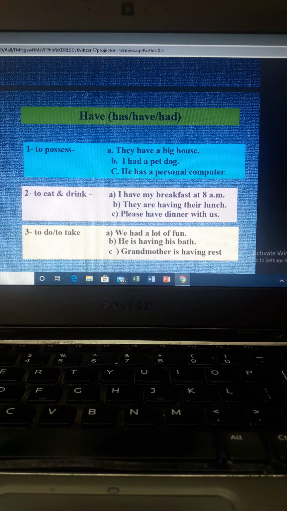When the verb have is used, it is used to denote possession. They have a big house. Possession over here means they own a big house. I had a pet dog. Had over here means past tense.